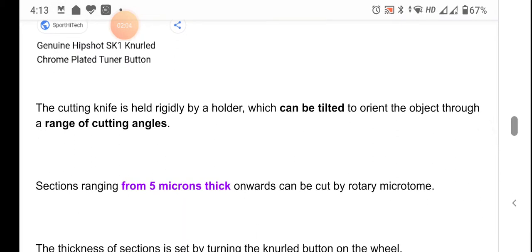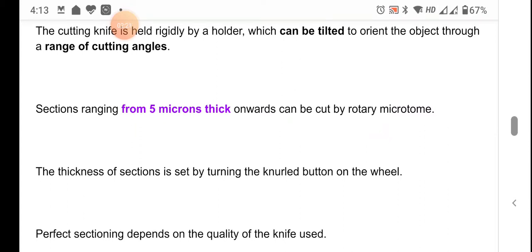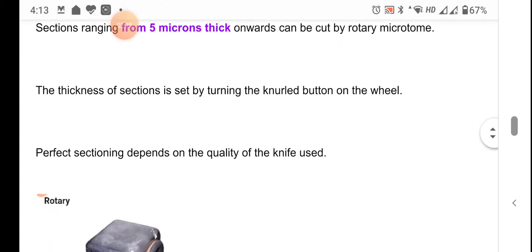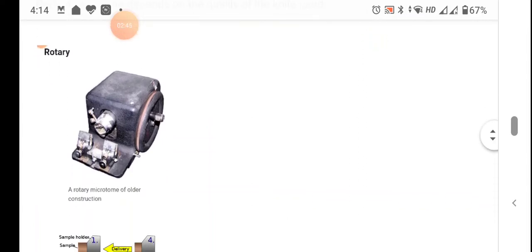Also the cutting knife, which is kept stationary, can be tilted in different positions so that a range of cutting angles are available. The sections we get from this microtome range from 5 micron thickness onwards, and the thickness of the sections can be set by turning the knurled button. The perfection of the sections depends upon the quality of the knife, most often the quality and sharpness of the knife used.